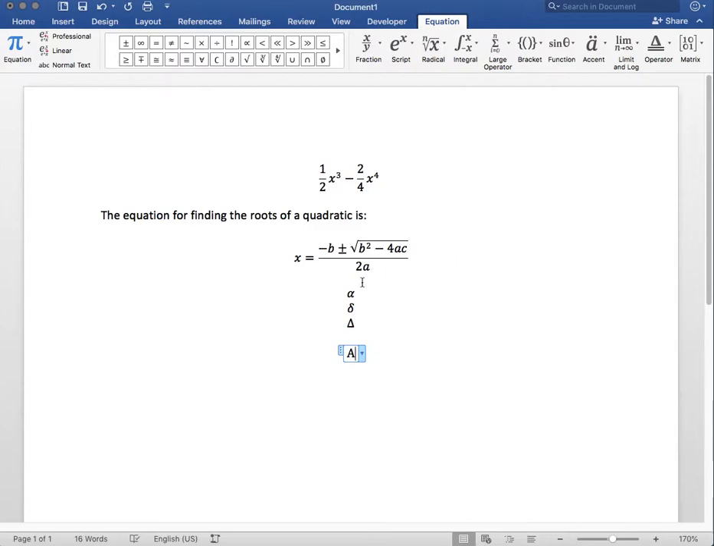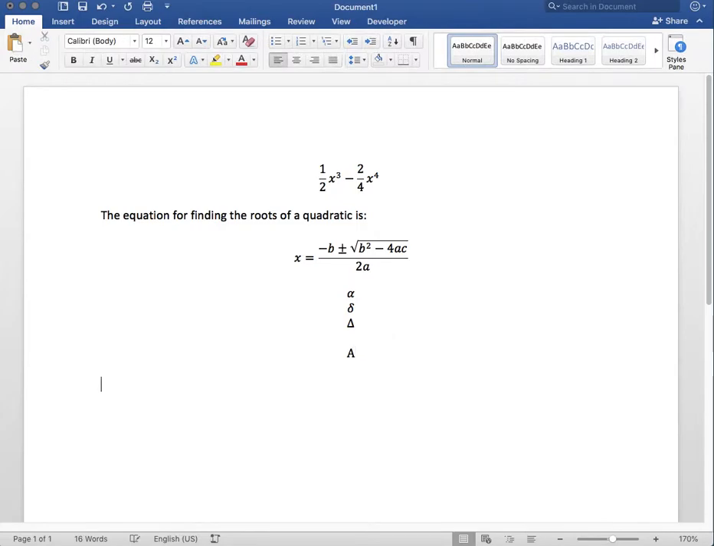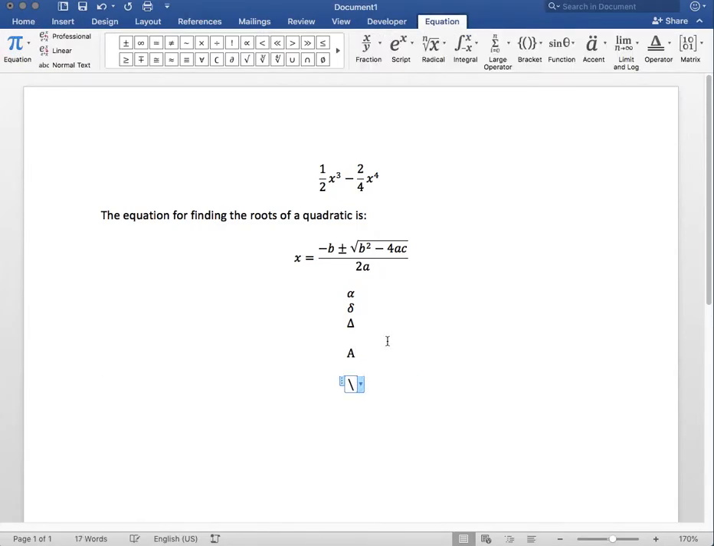So we can get alpha, beta, gamma, delta, just backslash, type out the name. If it's the capital version you use, you start with a capital letter. If it's a lowercase version that you want, you leave it lowercase. If we want special symbols, backslash C-O-N-G is congruent.